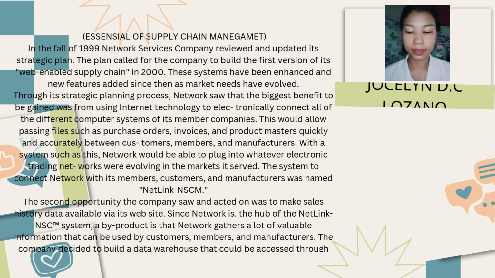Supply chain management. In the fall of 1999, Network Service Company reviewed and updated its strategic plan. The plan called for the company to build the first version of its web-enabled supply chain in 2000. The system has been enhanced and new features added as market needs have evolved. Through its strategic plan process, Network saw the biggest benefit of the gain was from using internet technology to electronically connect all of the different computer systems of member companies.